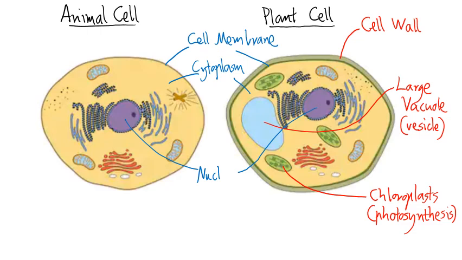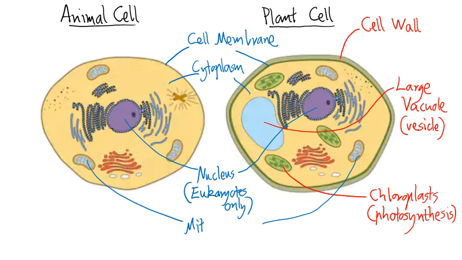We'll learn the difference between prokaryotes and eukaryotes later, but animals and plants are eukaryotes, and one of the reasons why is because they have a nucleus. Animals and plants both also have mitochondria. The mitochondria produces energy from food, and these two cells need it to get energy from food.